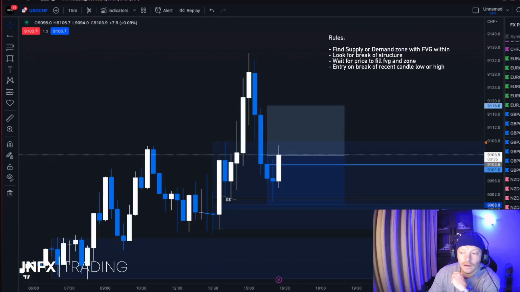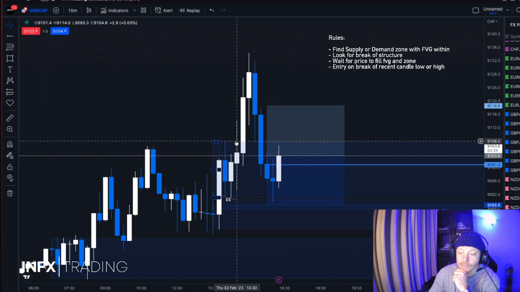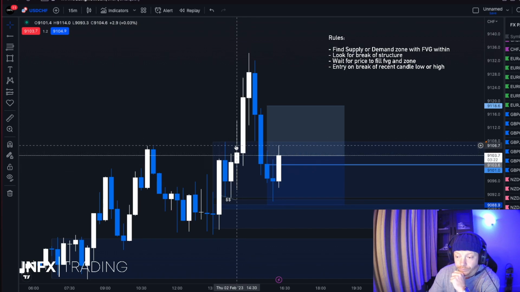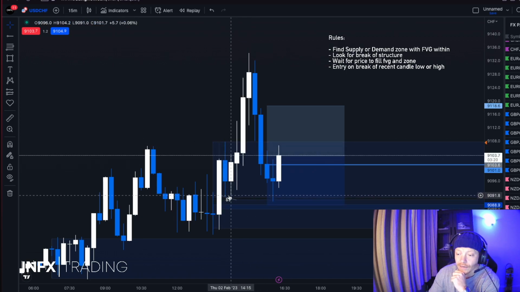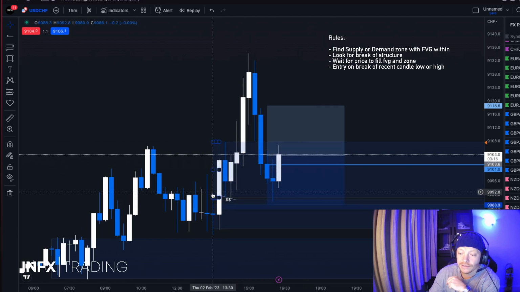So let's see. Okay guys, so the 5 minute we didn't get an entry on, but we have just got an entry on the 15 minute, and I'll explain why. So our initial 5 minute demand zone was around this area here. And then we had this liquidity down here, which we've just taken out with this liquidity grab, and we had a fair value gap in this 5 minute zone down here.